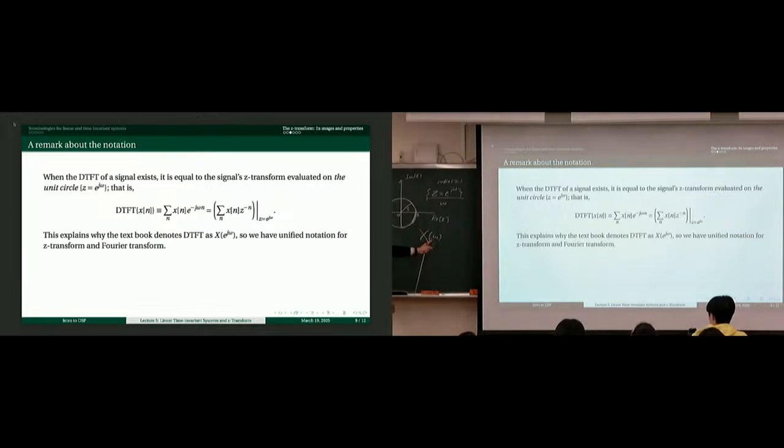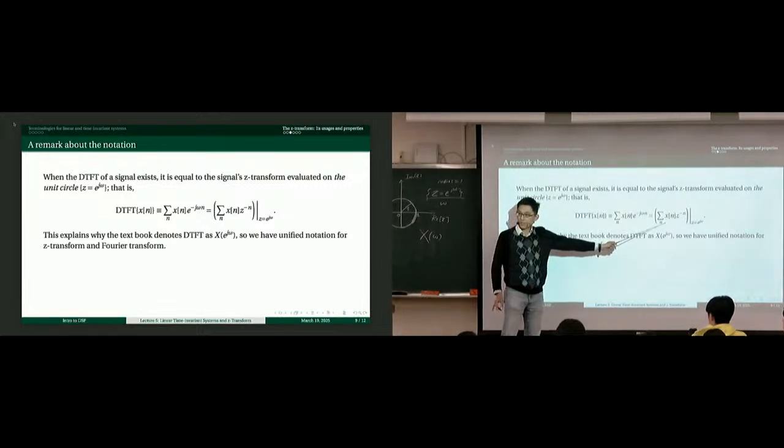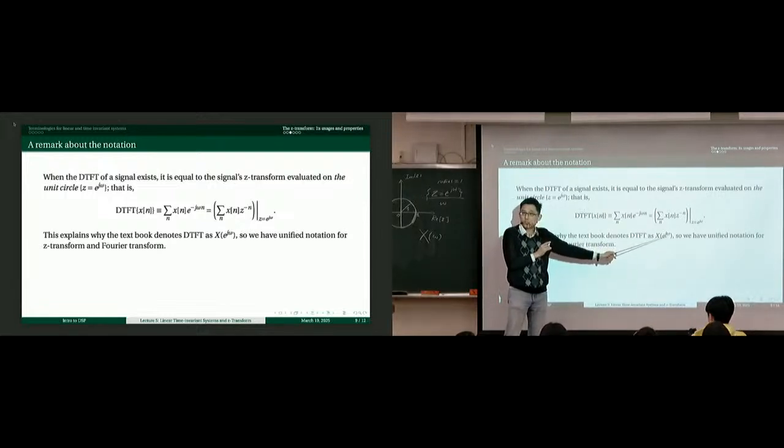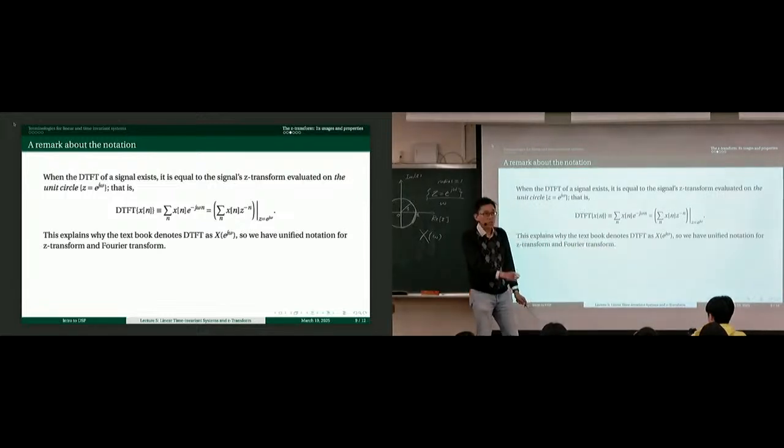Of course, this is not wrong. But somehow in this textbook, Oppenheim and Schafer prefer this notation just so that we have a consistent, unified notation between DTFT and Z transform, right? Because if you regard X as a Z transform, then when it is evaluated on the unit circle, that gives you DTFT.